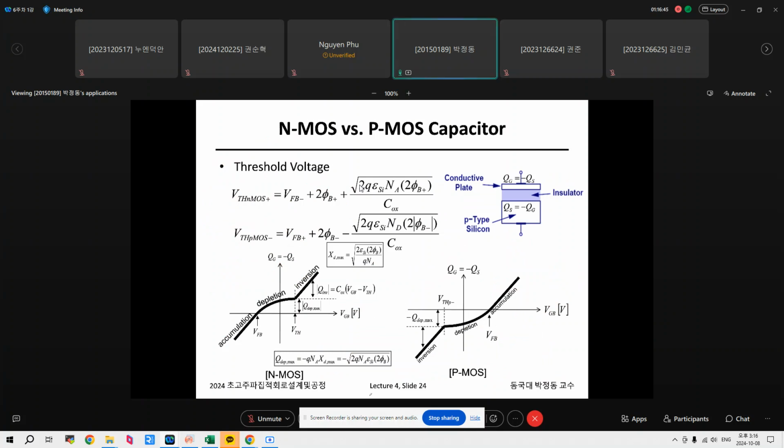So since we typically use this gate capacitor as a load. This is a load, right? Let's say this is an inverter, and this is the gate capacitor at the gate of the next stage. So what you see is this. So we model this this way, right?